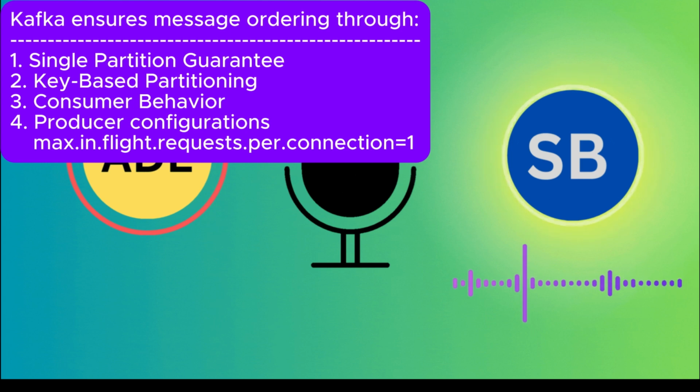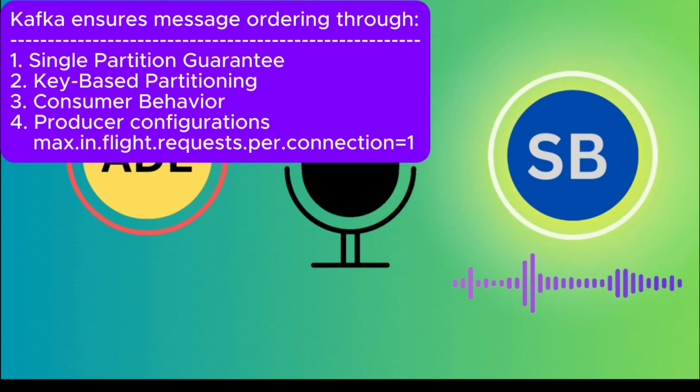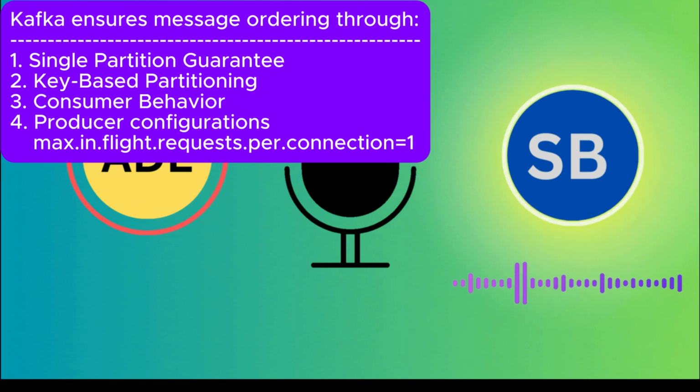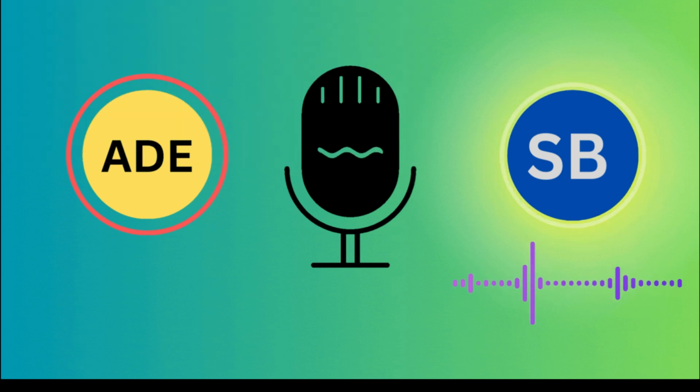And also on the producer side, we have some configurations like max in flight requests per connection. By setting this value to one, the producer can send only one message at a time to Kafka without waiting for acknowledgement. It keeps sending one message every time, and it gets stored inside the partitions. So these are the different ways that Kafka can follow to ensure correct ordering.